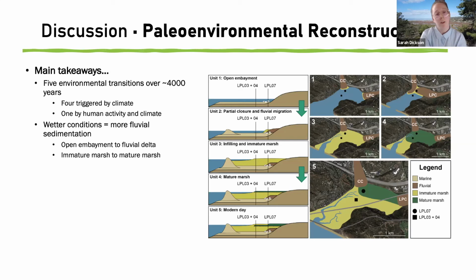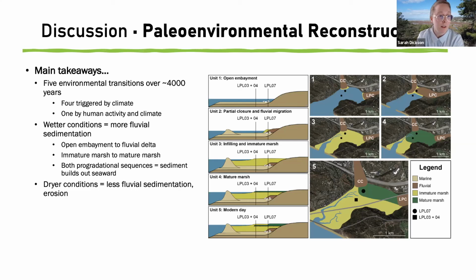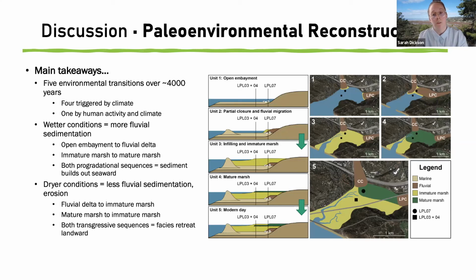Both units 2 and 4 represent progradational sequences, meaning that sediment built out seaward. In contrast, dry periods trigger transgressive sequences, like the 2 shifts to immature marsh facies. A transgressive sequence means that the higher elevation environment retreats landward and can experience either non-deposition or erosion. Lastly, in the final transition from the mature marsh of Unit 4 to our modern day lagoon, we see that humans can have as great an impact on the progression of coastal wetland environments as natural climate conditions do.